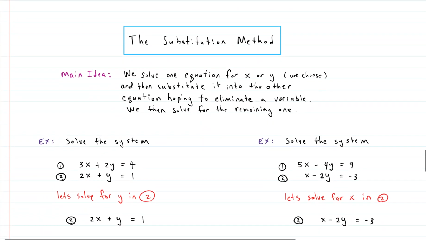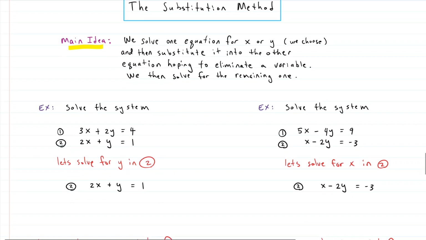So the substitution method, the main idea for the substitution method is that we're trying to get rid of a variable because we have two variables. We want to eliminate one of them and then solve for the remaining one. And then once we have one of the variables known, we just plug it into the equation and solve for the remaining one. So I've got two examples here, one on the left and one on the right, and we'll start with the one on the left.